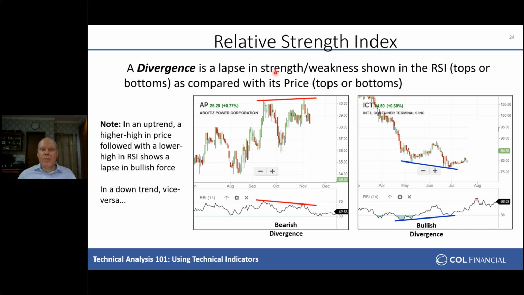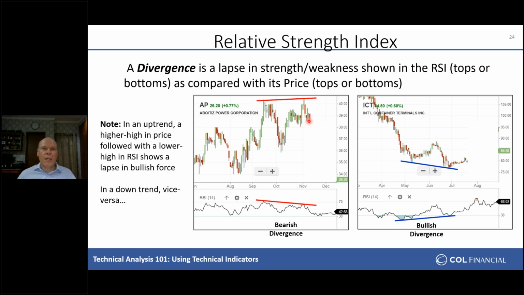Now, divergence is a lapse in strength, as it says here, or weakness, and it's shown by a signal in the RSI, either in its tops or bottoms, as you compare it against the tops and bottoms of the price of the stock. So let's have a look here. Here we have an uptrending situation, and let me try to identify what that divergence looks like. Here you see an uptrend. Here is a bullish power going to this high, corrects for a while, rallies back and makes a new high, and only to find out that prices are correcting once again. Now, that's normal, nothing too adversely impactful of something like this.